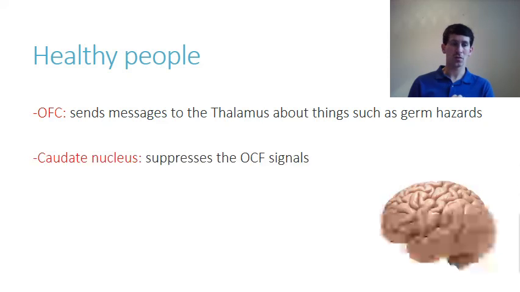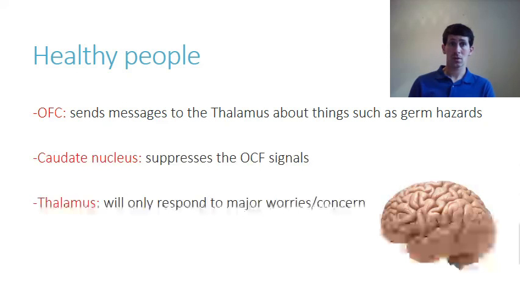There might be a bit of dirt on your hand. So the caudate nucleus will be like, right, that's a very small worry. We're not going to allow that through. And therefore, the thalamus doesn't act on that. The thalamus will only act on major worries. And that's why most people don't have OCD, because the caudate nucleus stops any messages coming through that are too small. We're only going to act on the very big anxiety messages that we need to.